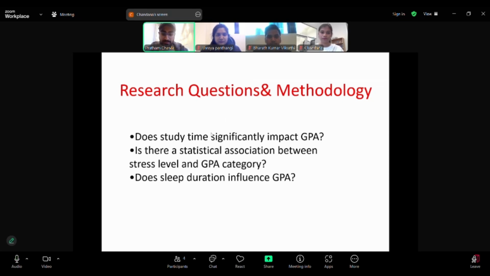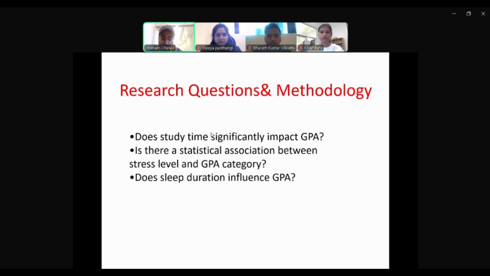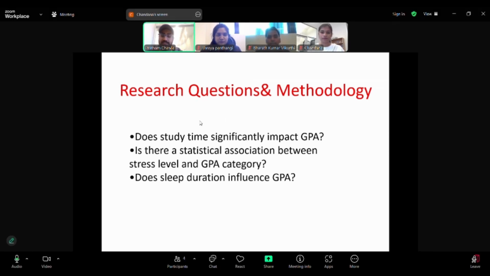These are some research questions on the basis of which we tested what really affects GPA. First, we found that more study time equals better GPA, and secondly, we saw that higher stress equals lower GPA. And lastly, we tested sleep. We found that sleep didn't affect GPA much in this data set. So, what does this mean? If you want to do well in your studies, focus on your studies smartly and try to manage your stress. Sleep is still important for your health, but here it didn't have a big impact on the grades.